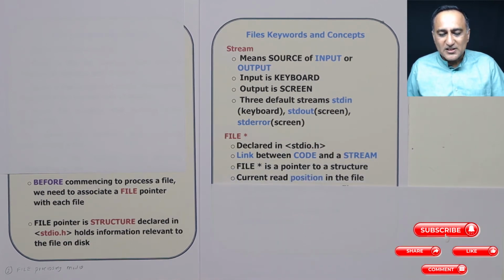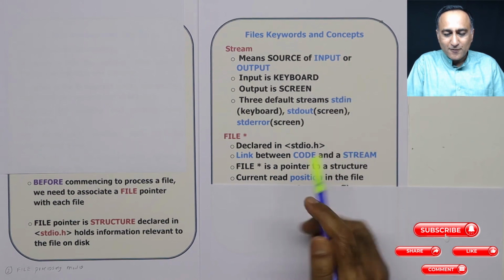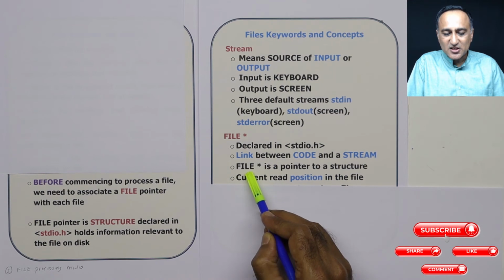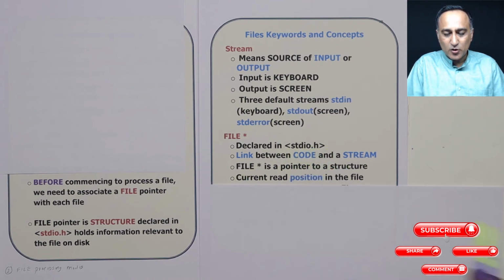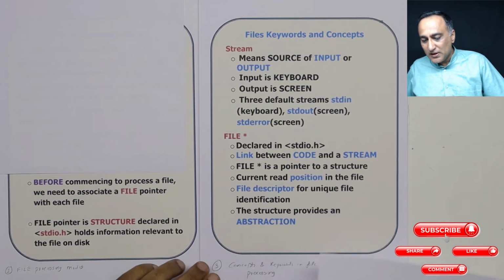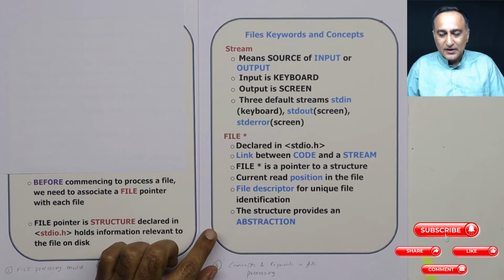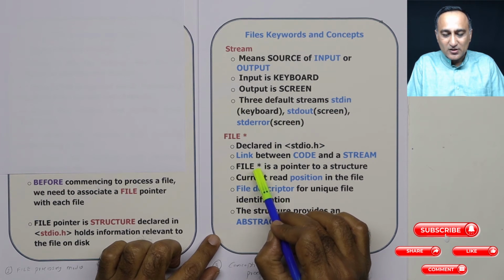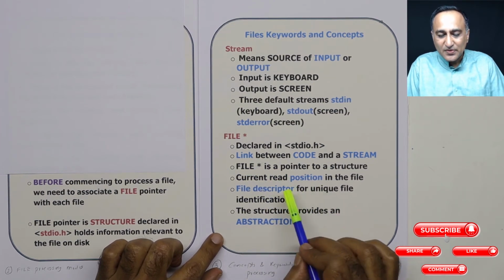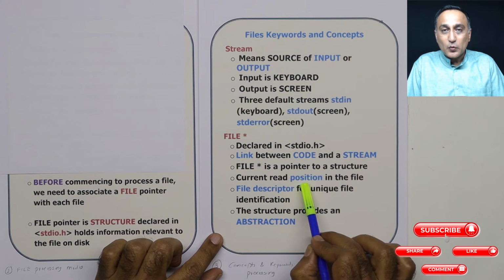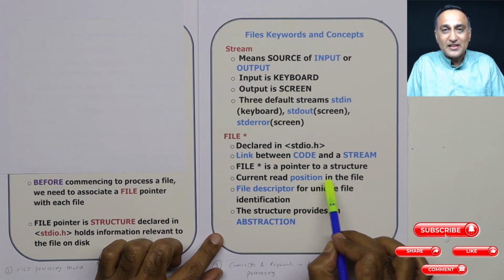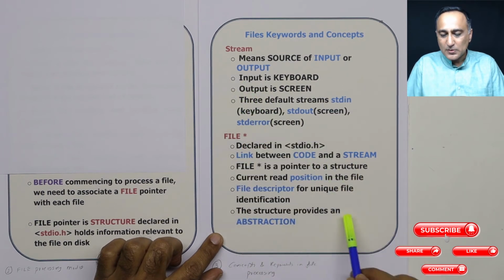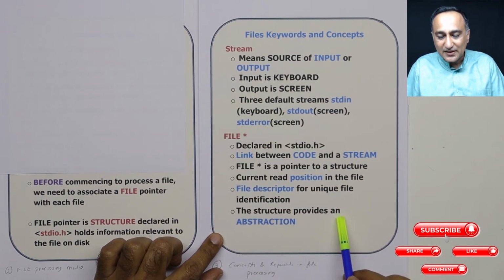Now, what is this FILE star? As I told you, FILE star is nothing but a pointer to a structure. This structure FILE has been declared in stdio.h. Now, what all does this fellow really do? The advantage of using this file pointer, or this structure type of a variable, is it keeps track of where we are currently reading or writing in the file. What is the position of read and write? Suppose I am writing here, it will tell me you are here. Suppose I am reading here, it will tell me you are reading here.